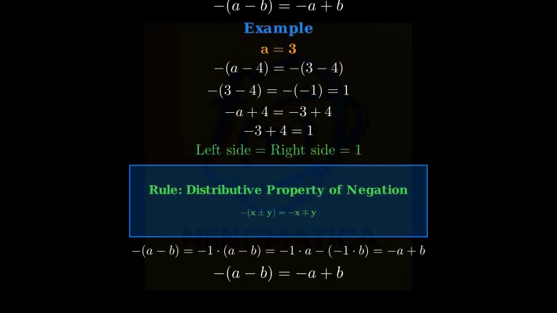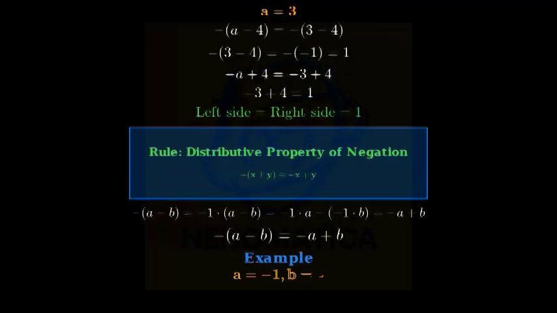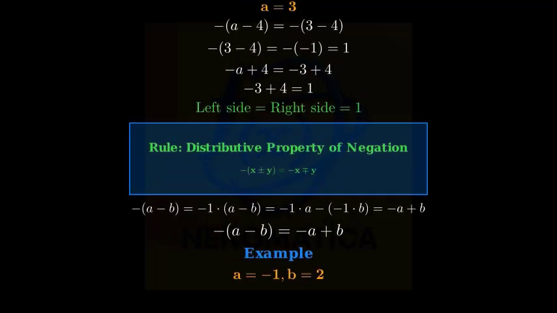This identity is a generalization of the first one. It states that negative of a minus b equals negative a plus b. Let's verify this with another numerical example. Let's take a equals -1 and b equals 2.